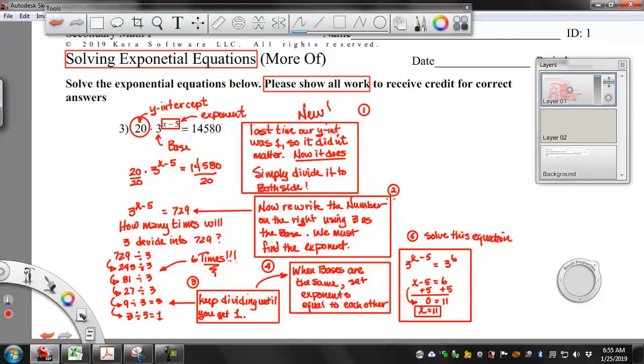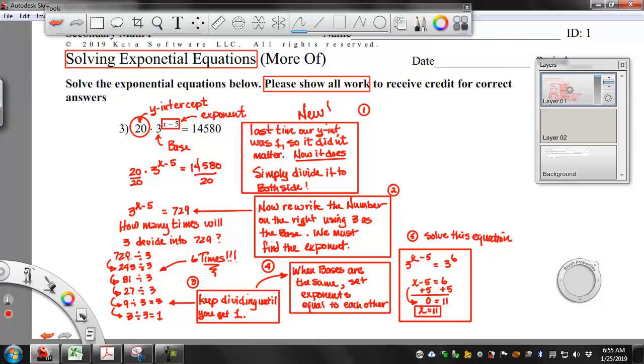Now the next thing we have to do in step 2 is we have to rewrite the number on the right using 3's as the base, and so we have to find out what that exponent needs to be. Now this is where we take that 3 that we have on the left as the base and we start dividing it into 729, and we have to count how many times we divide 3 into 729.